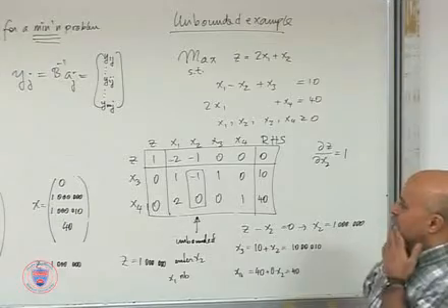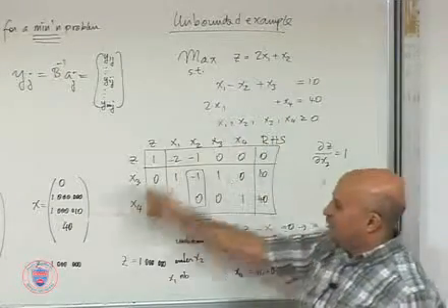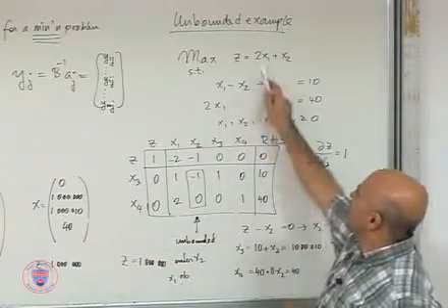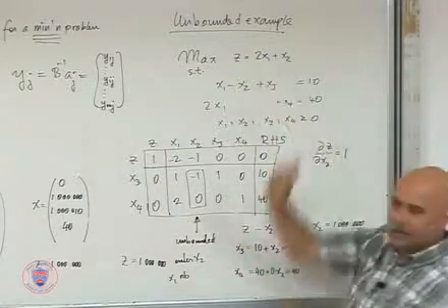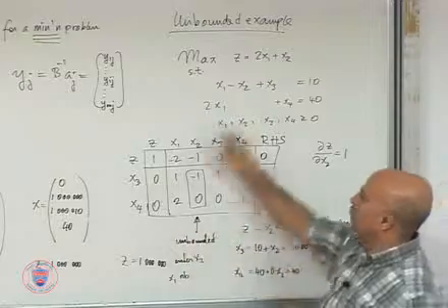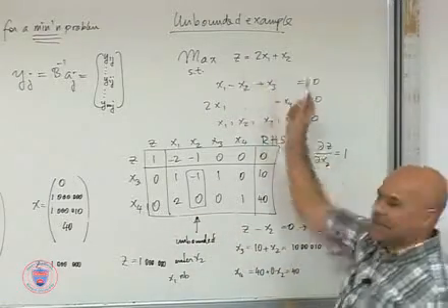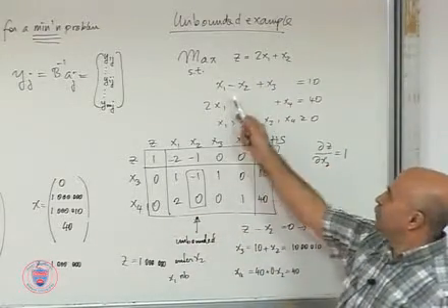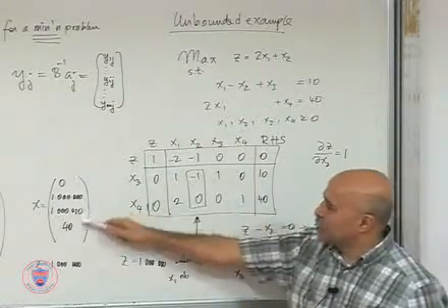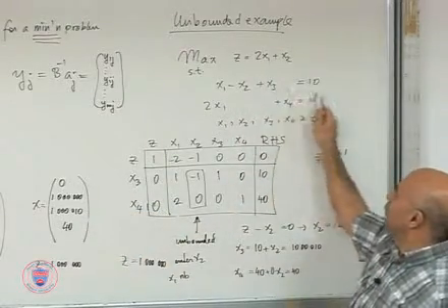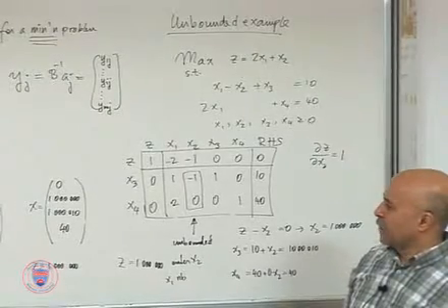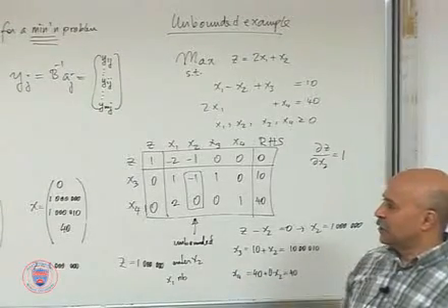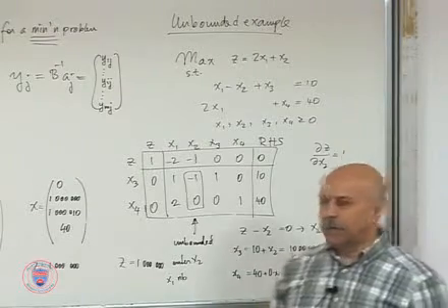Okay? Is the objective value truly 1 million? Let's check. 2 times x1. Well, x1 is 0, so it doesn't change. But x2 is 1 million, so yes, z equals 1 million. And if you plug in the values of these constants for the variables, you will see that you are satisfying the equations. So it is truly feasible. Is it basic feasible?